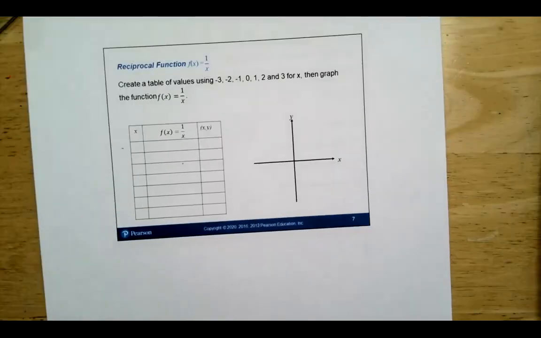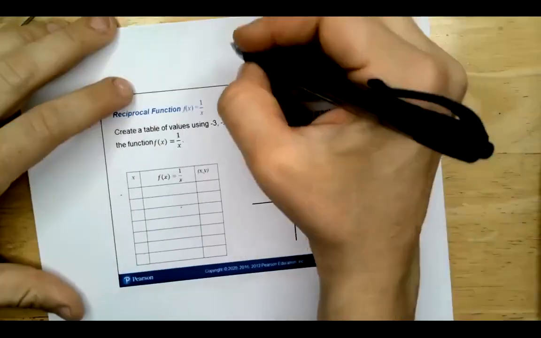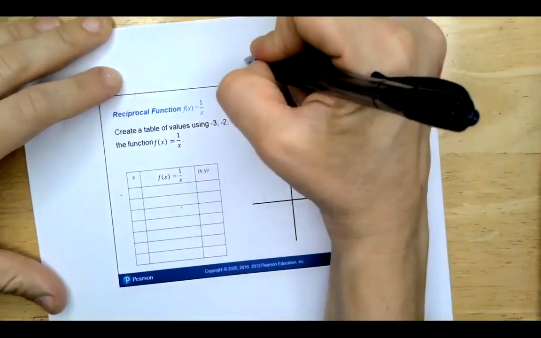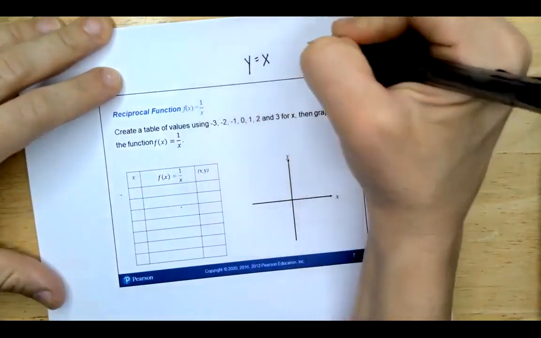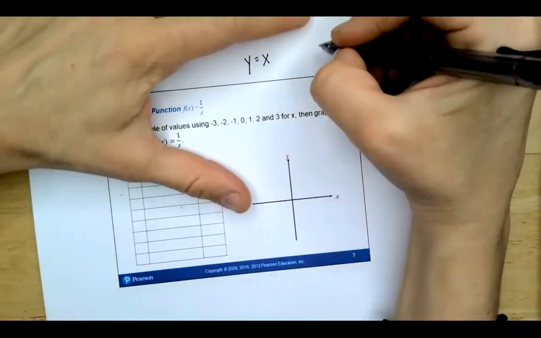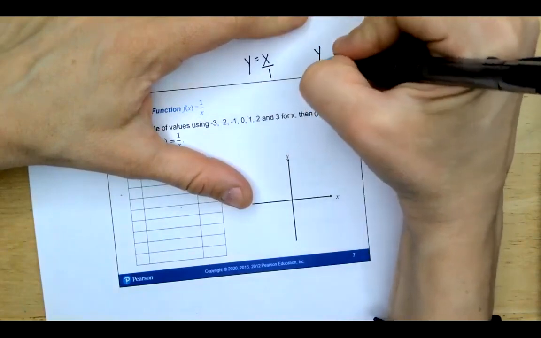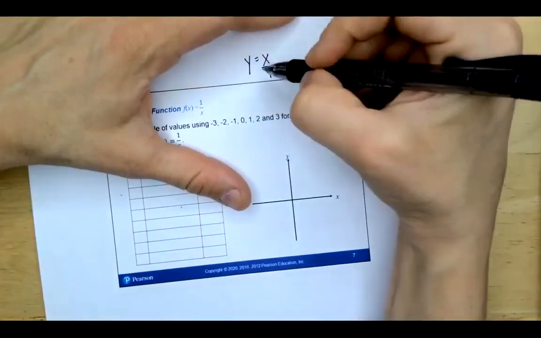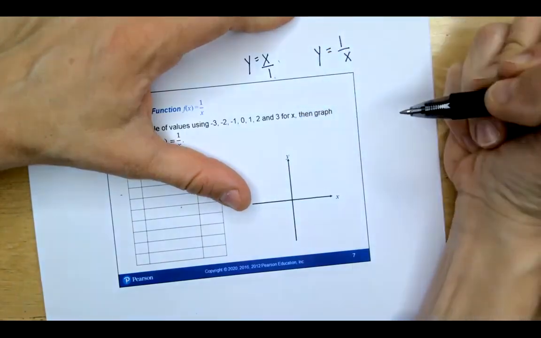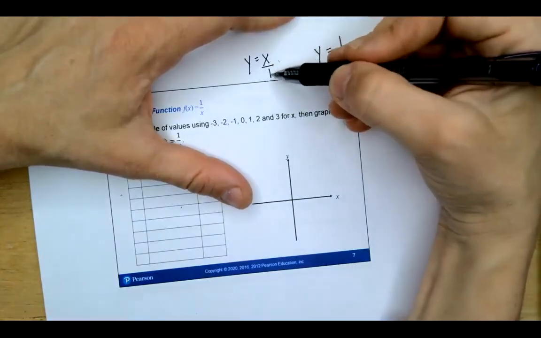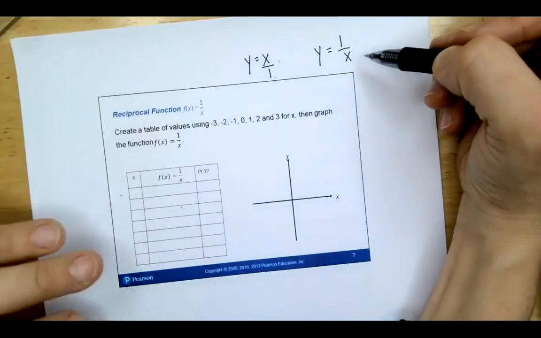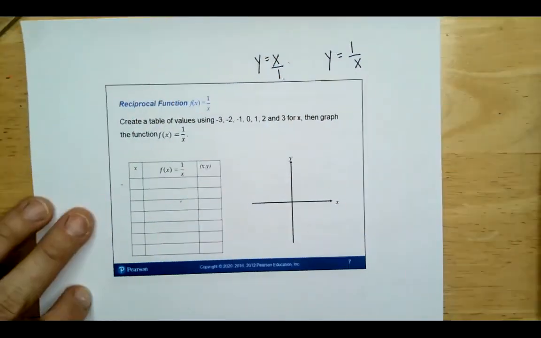Reciprocal function. Remember that a reciprocal means you flip it across the fraction. So we had y equals x, the linear function, and the reciprocal of the linear function is y equals 1 over x, because we moved x to the bottom of the fraction. First, we turned x into a fraction by putting it over 1, and then we moved it to the bottom of the fraction, so we call it the reciprocal function.